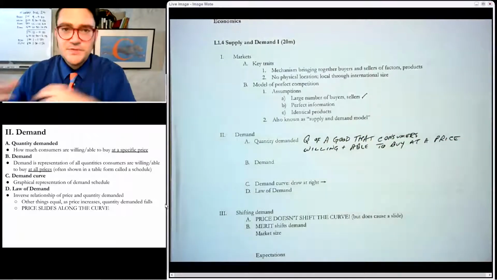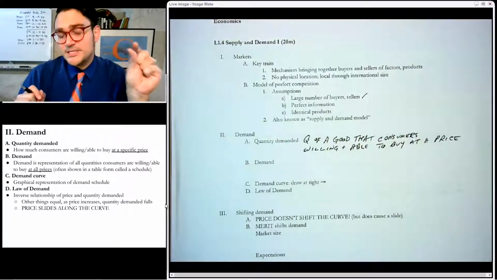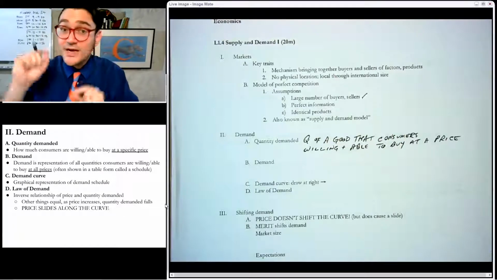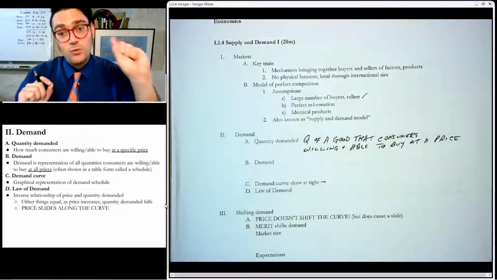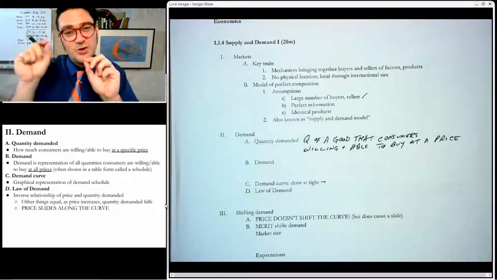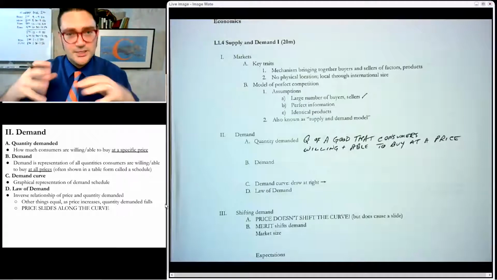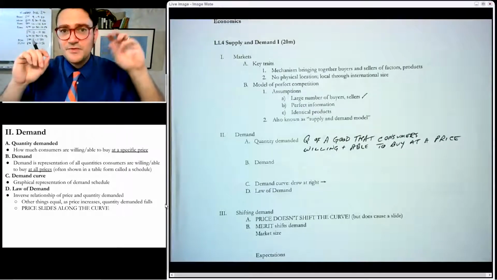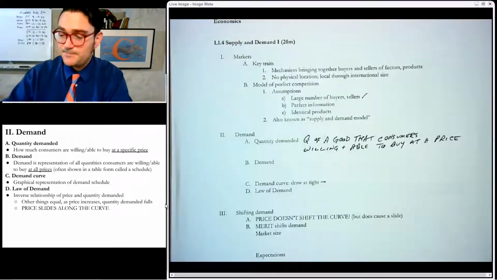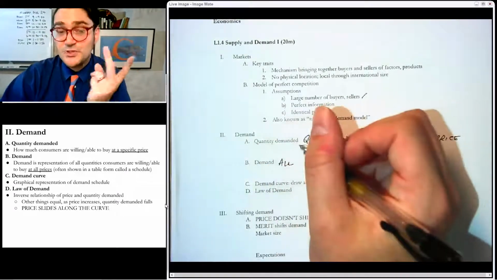So this would be saying if the price of potato chips is $1.99, then this is exactly how many bags of potato chips that consumers are willing and able to buy. So that's called quantity demanded. And if the price changes, it's going to change the amount of quantity demanded. Now, demand is actually all of the different prices and all of the different related quantities demanded. So imagine a table, and I'll show you one in a second, where you have this price, this quantity demanded, this price, this quantity demanded. It's a representation of a relationship of those two things.